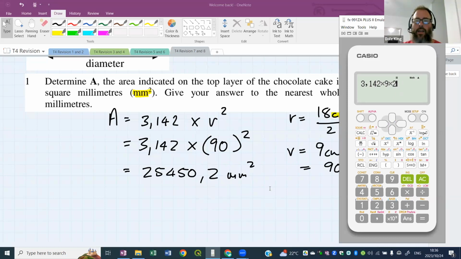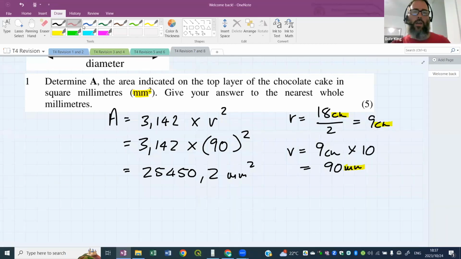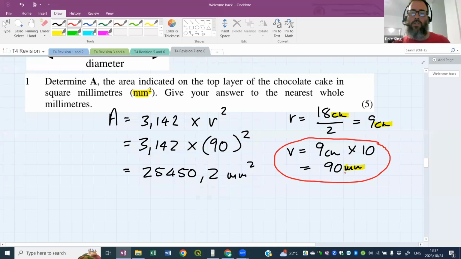Yes, sir. All right, let's have a look at this. So first of all, the 9, that must be 9 centimeters, eh? Oh, I understand, sir. So first of all, the 9, we need to change that to millimeters. So you see over here on the right-hand side, I changed my 9 centimeters to become millimeters because the question wants millimeters squared. That's the first thing.